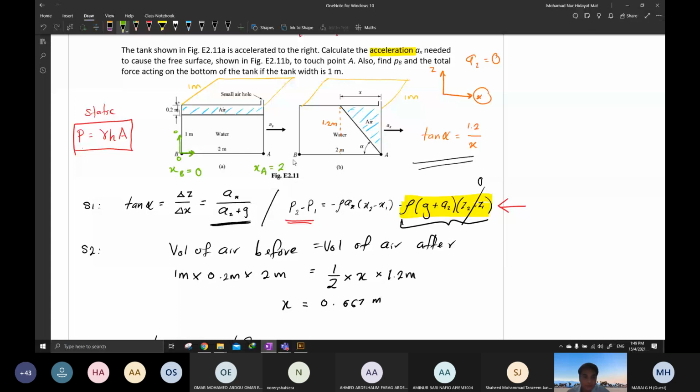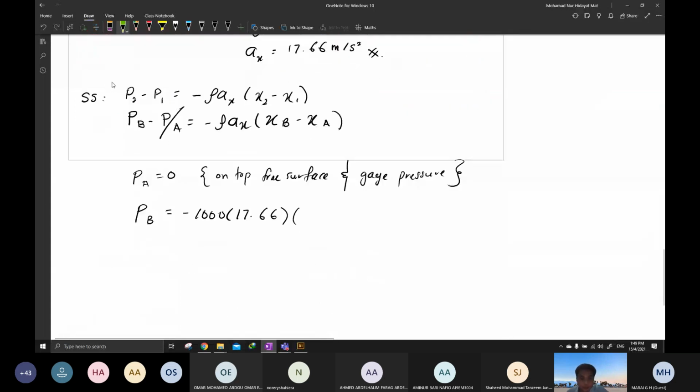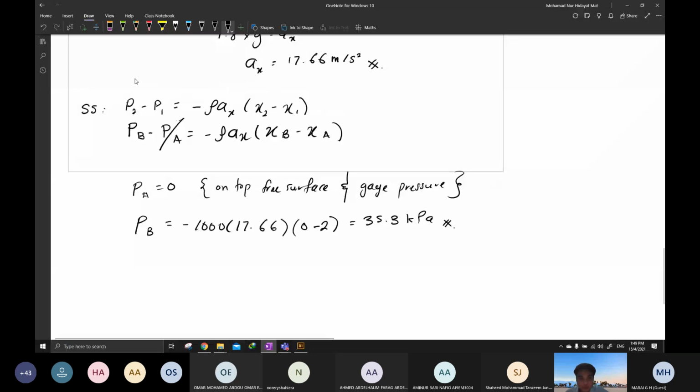So you need to substitute into the equation. XB equal to 0 minus XA equal to 2. So you will get PB equal to 35200. Yes, perfect. 35.3 kilopascal. So from here, you already got the PB.